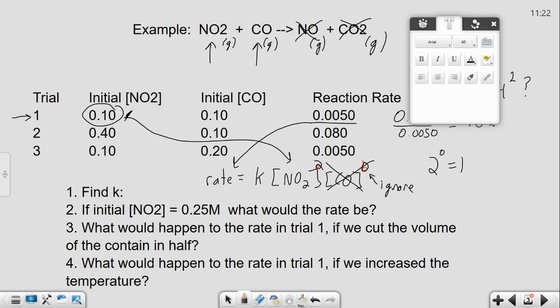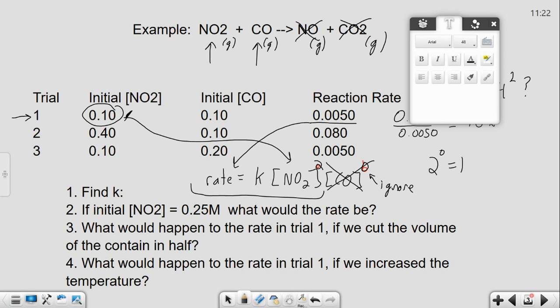Back here, question 3. What would happen to the rate in trial 1 if we cut the volume of the container in half? Now this seems kind of random. Why would you cut the volume of the container in half? How's it going to change? Volume isn't part of this equation in any way, shape, or form. How could volume change reaction rate?